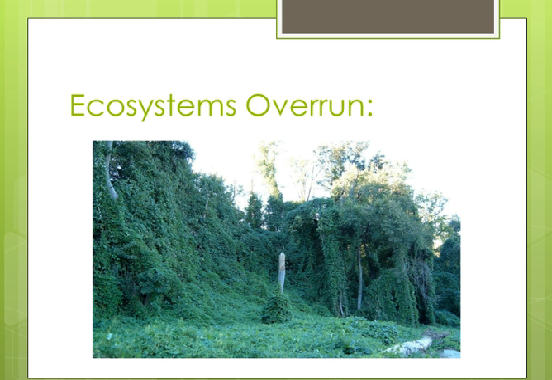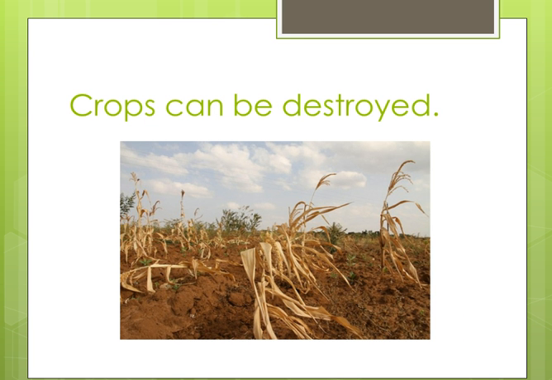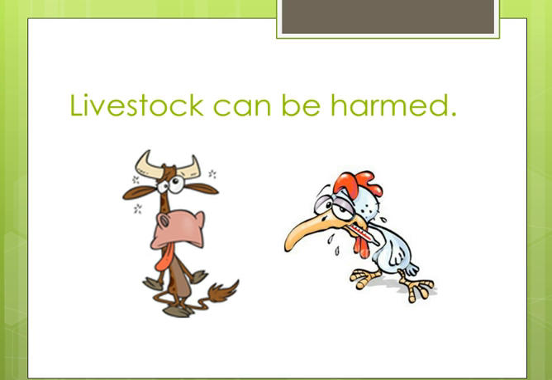An ecosystem can be overrun by invasive species. Look at this forest. Can you see the trees? They're covered with ivy. Look at the poor crops. These crops have lost out to nutrients and water because of invasive species. Our livestock can also be harmed. Certain invasive species can be poisonous to the animals that we keep for our food.